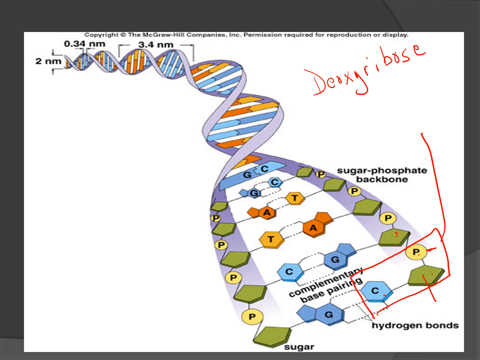So then you have phosphate, sugar, base, phosphate, sugar, base, on and on and on, billions of times in the nucleus of each cell. And then on the other side, it's the same thing: phosphate, sugar, base, phosphate, sugar, base, repeating. And then the bases join together in the middle.